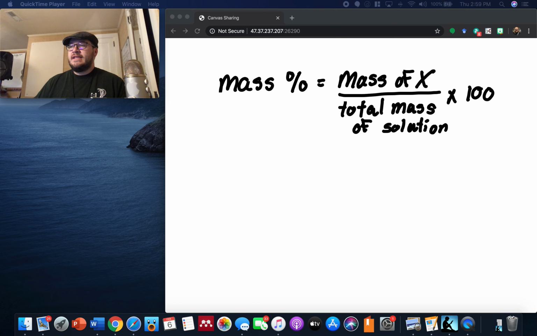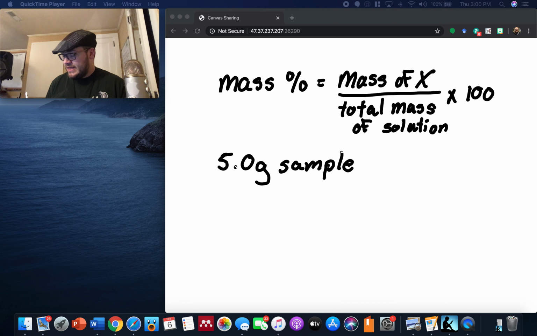So if you want to look at an example of this, this is example 3.22 from your text. If you had a 5 gram sample of spinal fluid, and in that 5 gram sample of spinal fluid, it contains 0.00375 grams of glucose, right? So now I want to know, what is the mass percentage of glucose in this case?